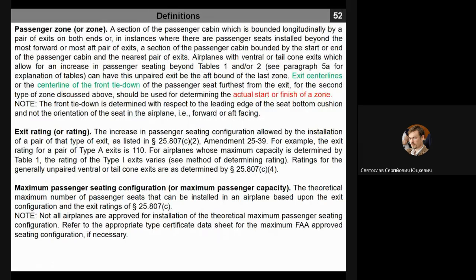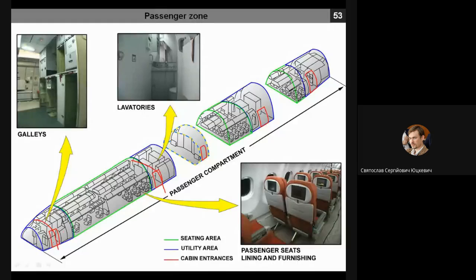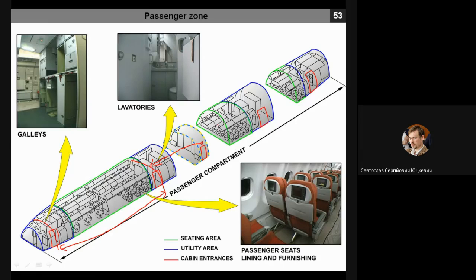Now we will discuss procedures for the determination of redistribution of the passenger exit. And here we will use next approach and next definition. We use term passenger zone. So passenger zone will be determined by means of the pair of exits from forward up to the aft part of the exit in this zone. So it will be a passenger zones from exit to exit.